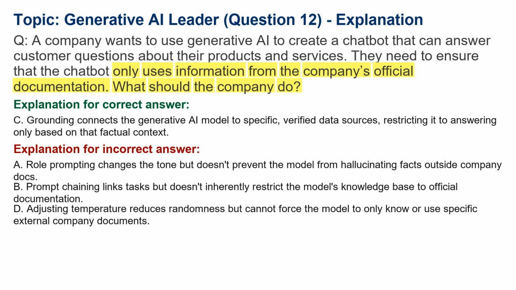A. Role prompting changes the tone but doesn't prevent the model from hallucinating facts outside company docs. B. Prompt chaining links tasks but doesn't inherently restrict the model's knowledge base to official documentation. D. Adjusting temperature reduces randomness but cannot force the model to only know or use specific external company documents.